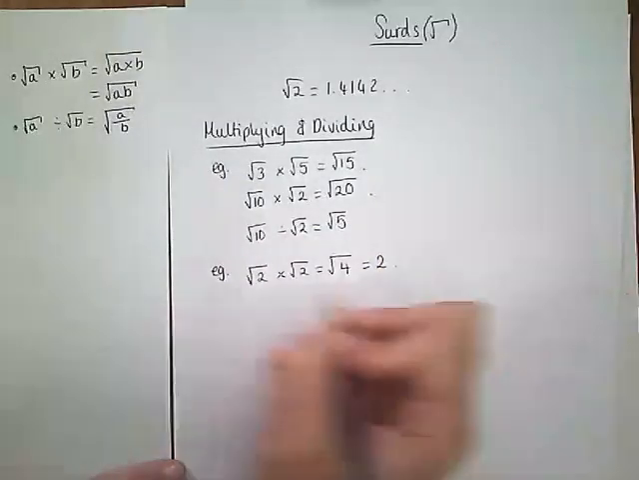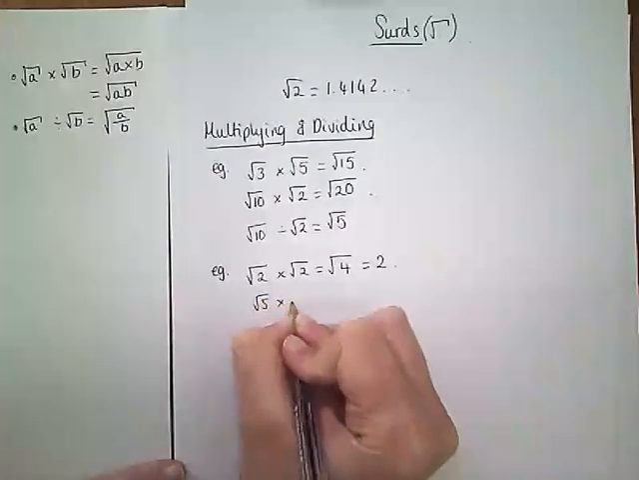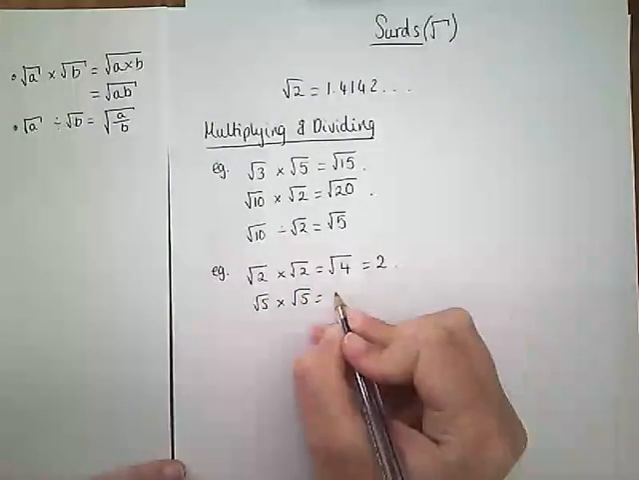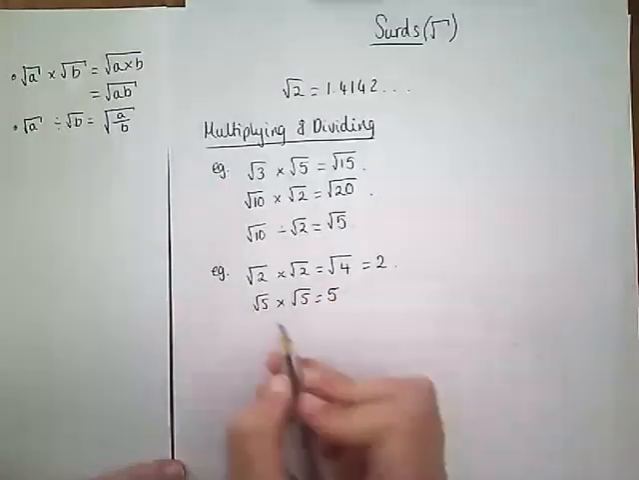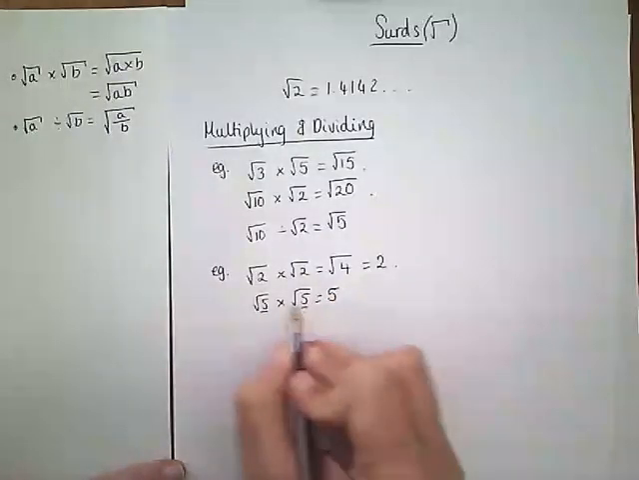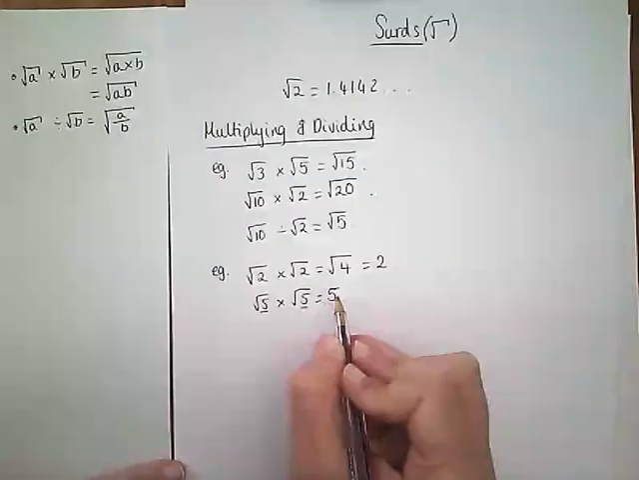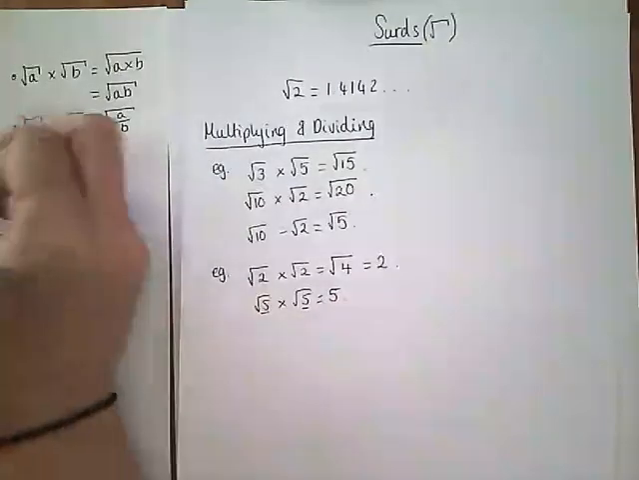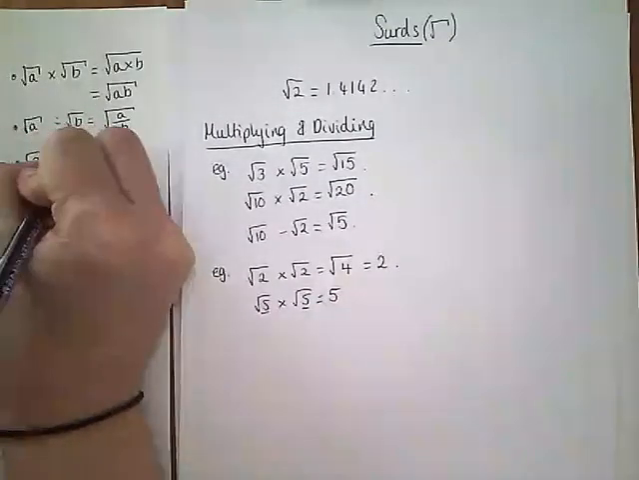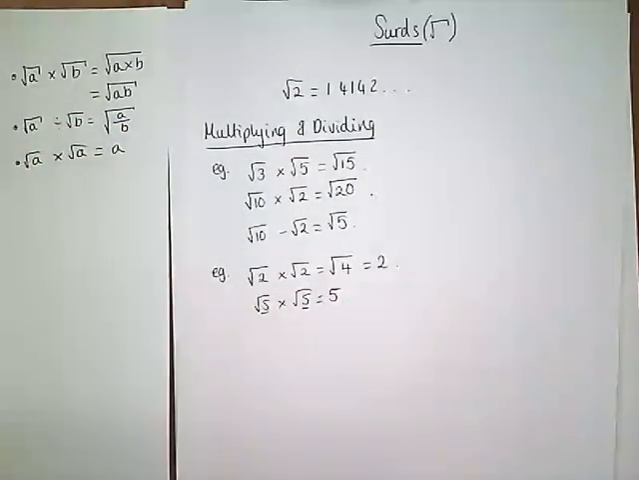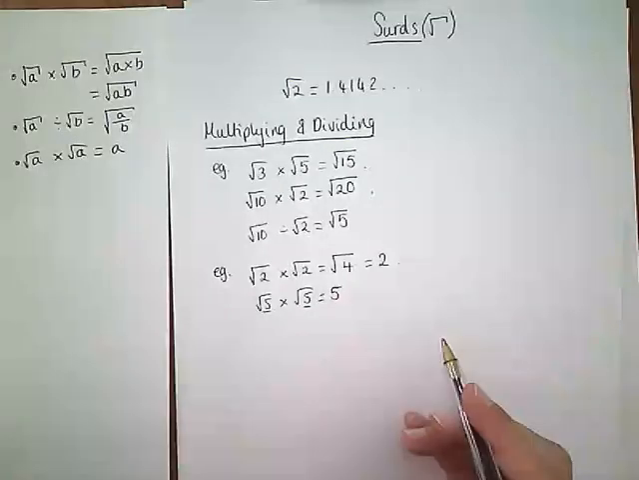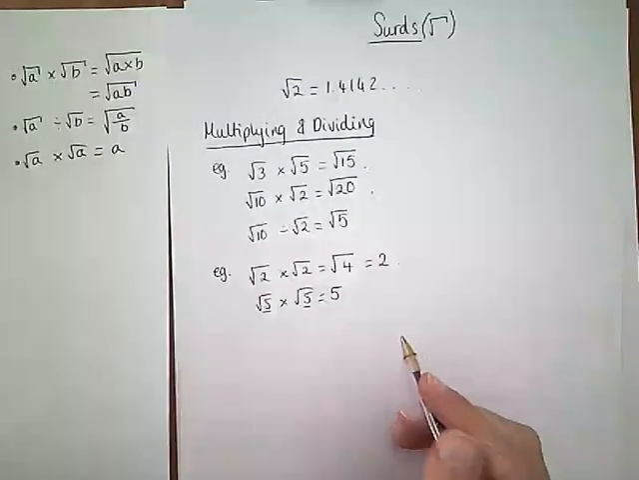Okay, so then if we had root 5 times root 5, that would be root 25, and the square root of 25 is 5. So if your numbers underneath the root are the same, that means that when you multiply them, you just get that number. So if we had root A times root A, we would get just A. Okay, now that's going to be important when we are simplifying. Hopefully that makes sense.